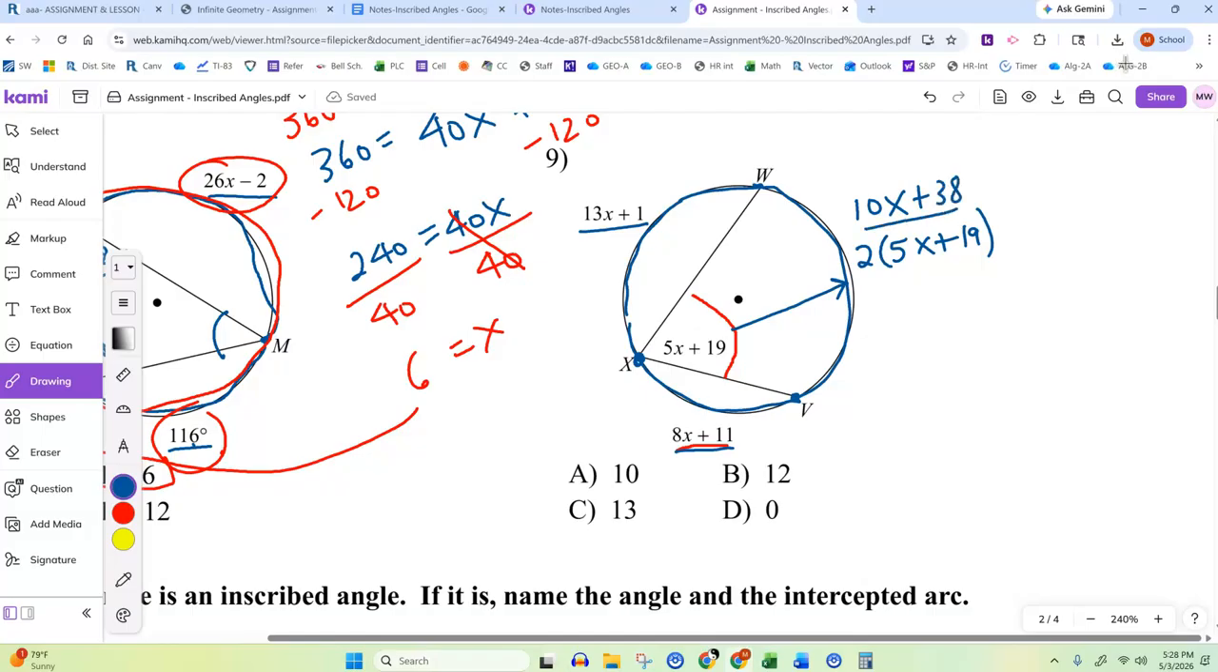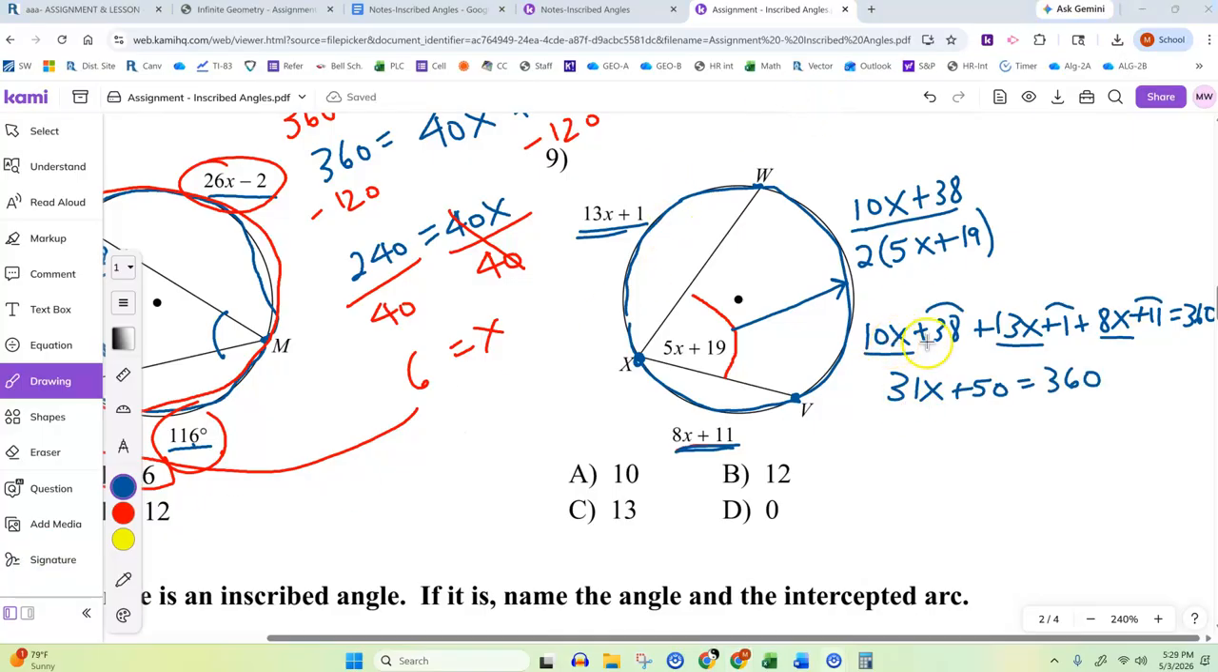So now we have from W to V is this. From this is 3x plus 1, 8x plus 11. So now we can make an equation. We can go 10x plus 38 plus 3x plus 1 plus 8x plus 11 equals 360, right? Okay, so now if you want, you can finish this off.